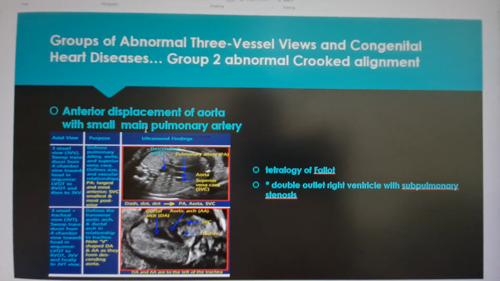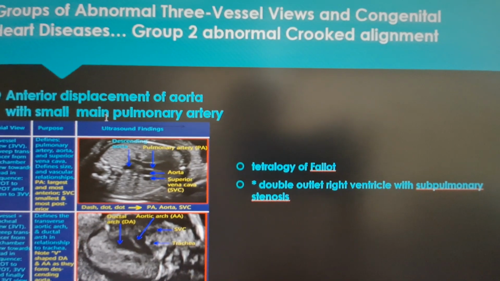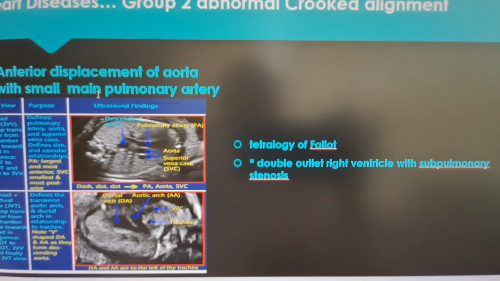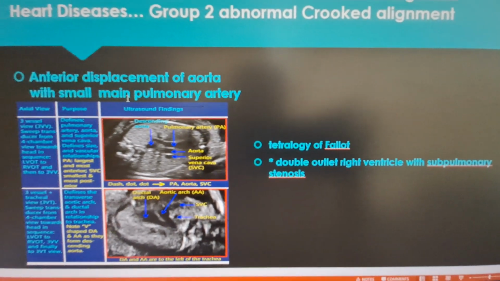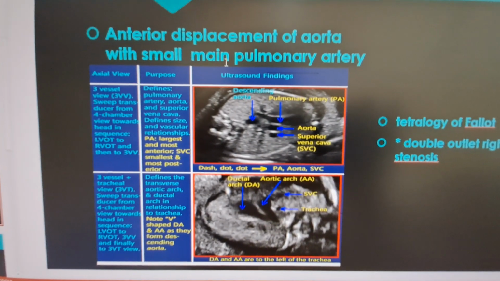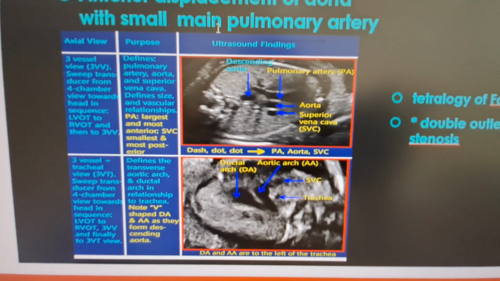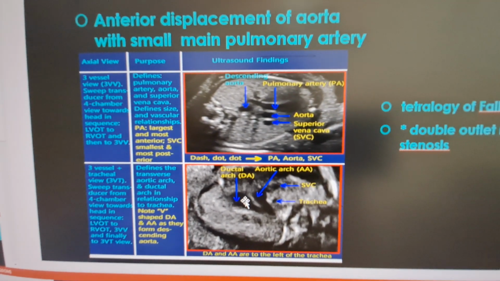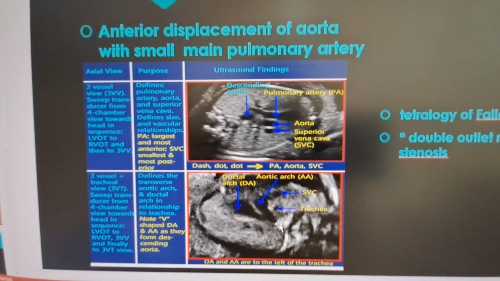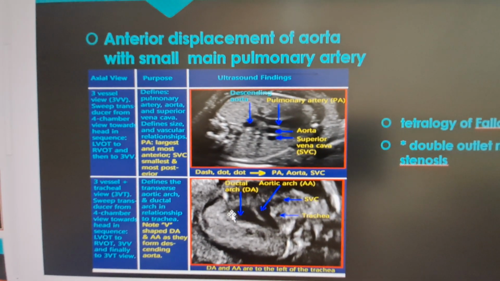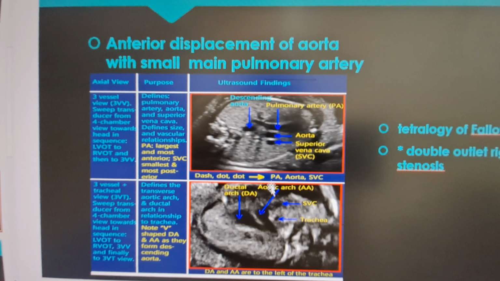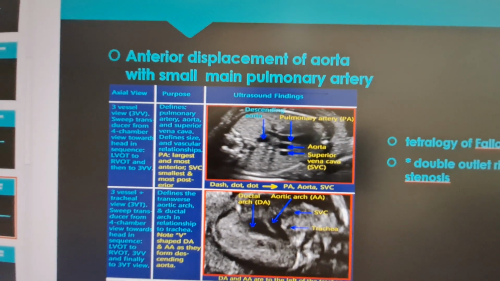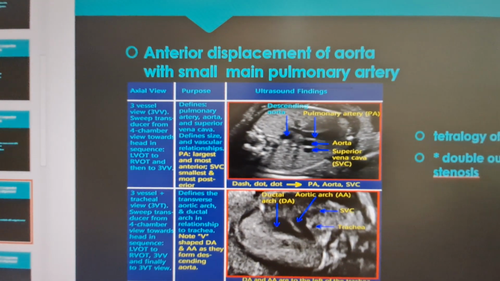So like tetralogy of Fallot and double outlet of the right ventricle with subpulmonary stenosis. This is a picture of the normal findings of the vessels, which we have to see in the three vessel tracheal view: the superior vena cava, ductus arteriosus and aortic arch, and this is the arrangement of the vessels. I just selected the picture to show the normal arrangement.